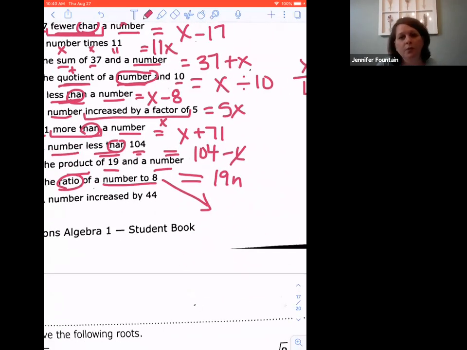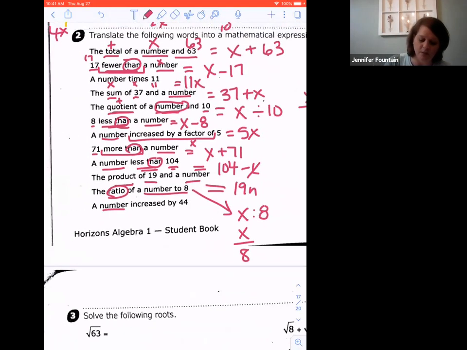There's a couple of ways we could write this. We could write this as x to 8, we could write it with a colon in between, or we could write it as x over 8. You could write it either way, with a colon or as a fraction. And then a number increased by 44. That means I have my number first, and then I add 44.